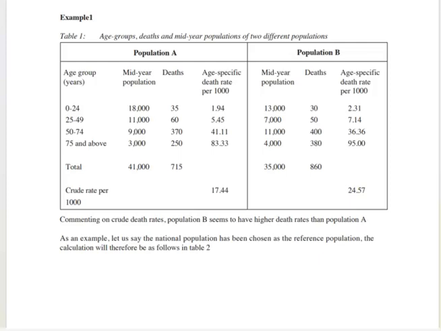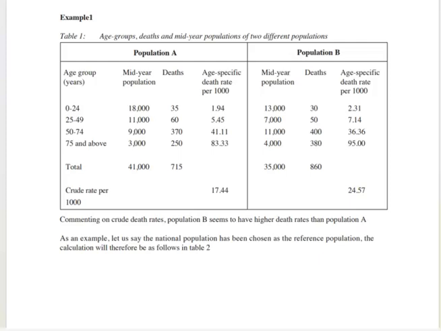Table 1 has been taken from the article. In this table, we see there are a few columns and the table is divided into data from population A and population B. These are our study populations and we would like to compare their mortality rate among various subgroups. The subgroups are divided by the age variable. Age-specific groups are, for example, 0 to 24, 25 to 49, 50 to 74, 75 and above. This is our age distribution for all three populations.